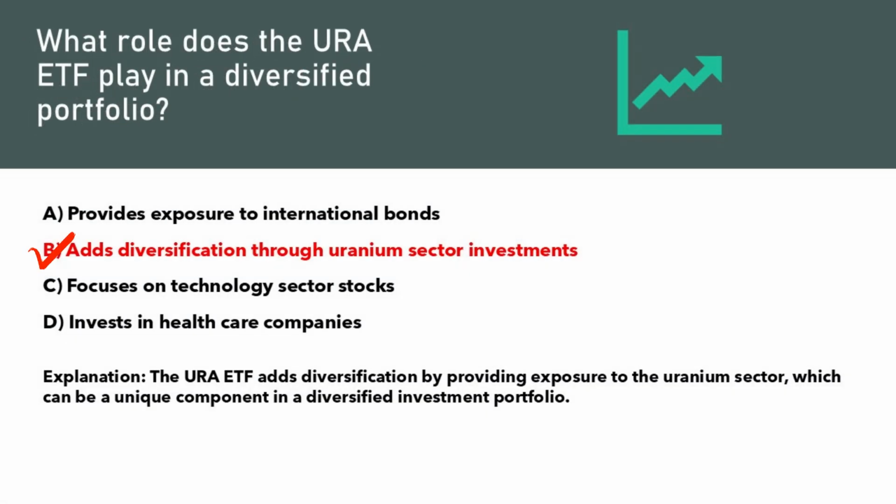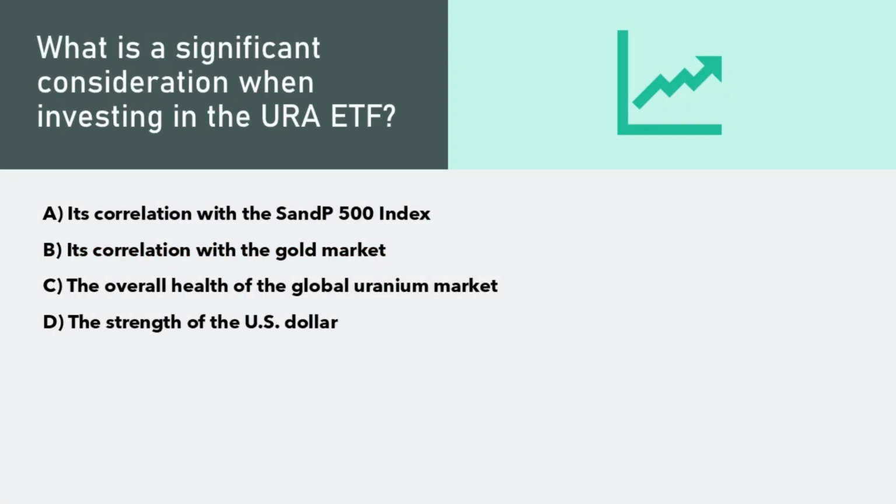Answer: B. Adds diversification through uranium sector investments. Explanation: the URA ETF adds diversification by providing exposure to the uranium sector, which can be a unique component in a diversified investment portfolio. What is a significant consideration when investing in the URA ETF?